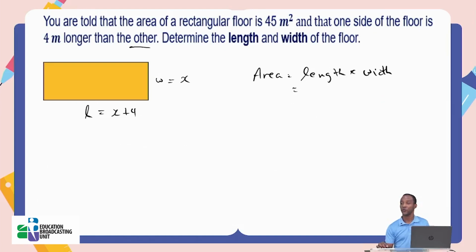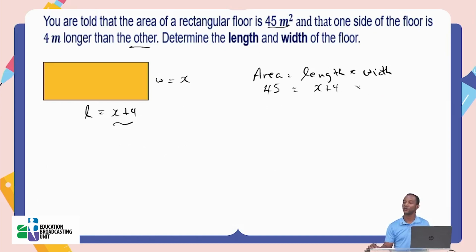The area, we're told, of the rectangular floor is, so that's a key point. Let's go back to the question. You're told that the area of the rectangular floor is 45 meters squared, so we want to put that in. The area is 45 meters squared. Let's leave off the meters squared for now. The length we have as an algebraic expression, x plus 4. And the width is x.